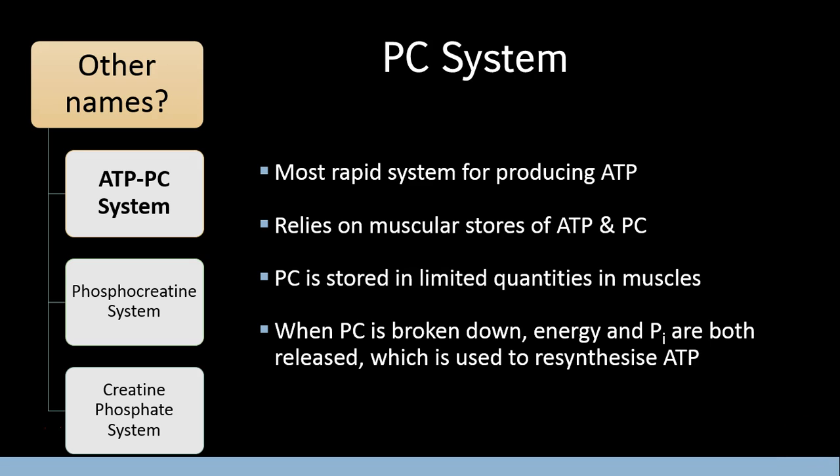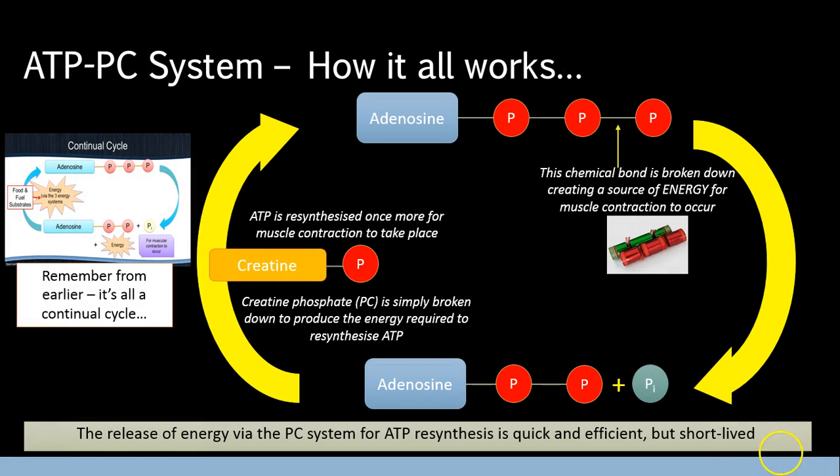When PC is broken down, so when the fuel is broken down, energy is released, which helps us resynthesize ATP, and inorganic phosphate is also released, which is also used to help resynthesize the ATP that we need for muscle contraction. So a reminder of our process of ATP breakdown and resynthesis: we start off with adenosine triphosphate, which we need to break down for our muscles to be able to contract. It's this chemical bond that is broken down that creates the source of energy our muscles need to contract.